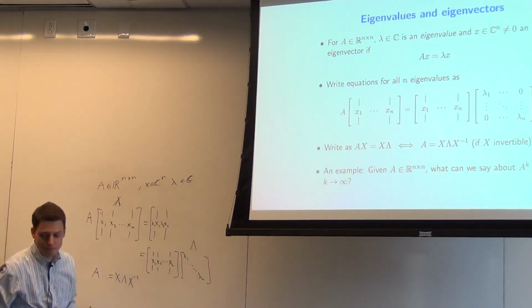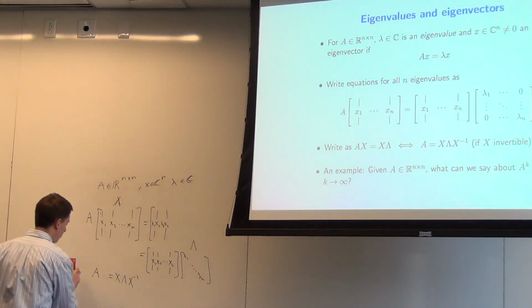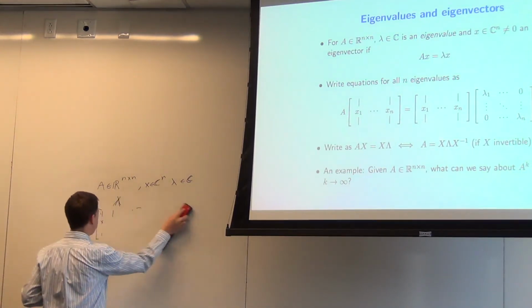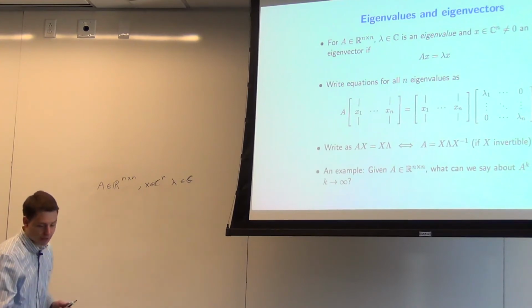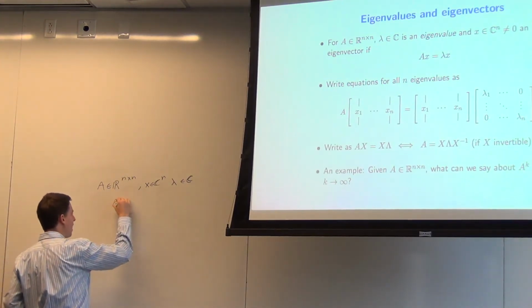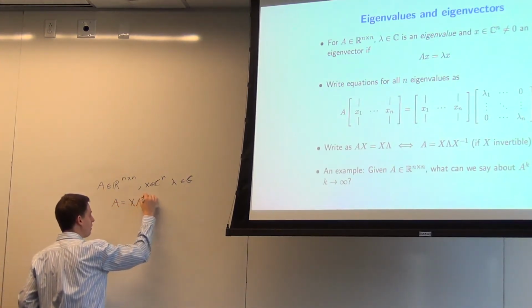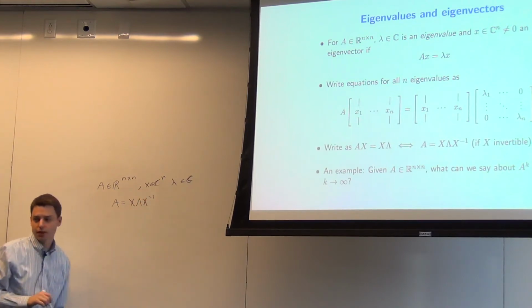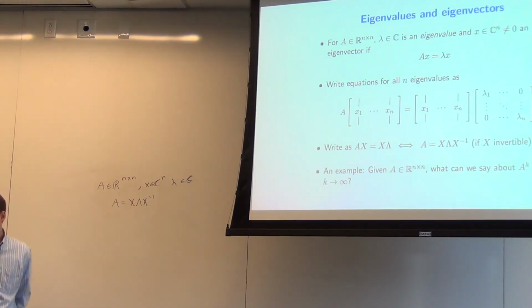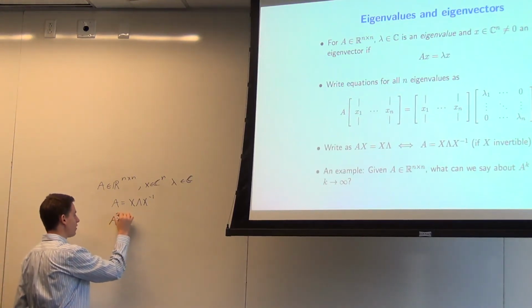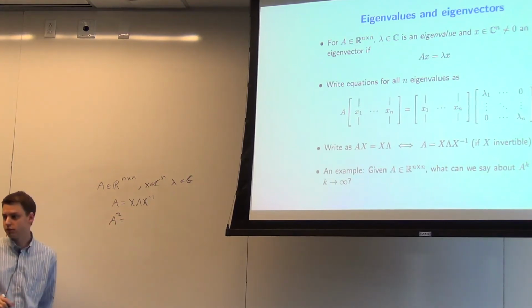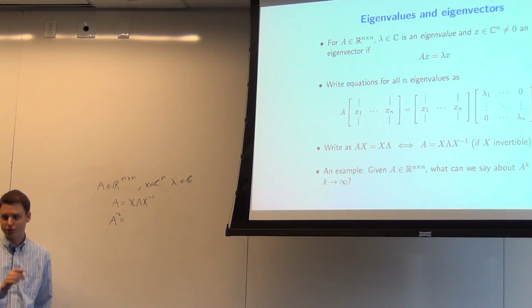Now I'm just going to erase this and write this one expression, because this is all that we actually care about. I just went in a roundabout way of getting it. So now we have A equals X lambda X inverse. Remember, A is square here, so I can multiply A by itself. So what does A squared equal? Does anyone want to guess that? Or just write it down?